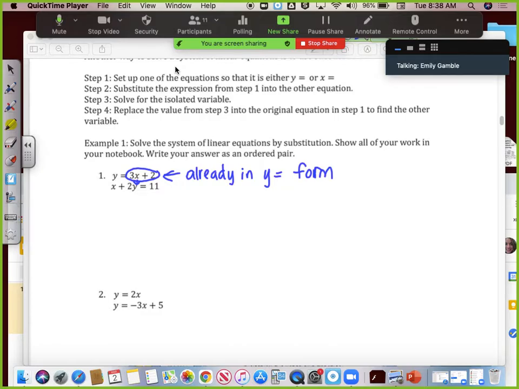So step 2 says, substitute the expression from step 1 in the other equation. So the equation is x plus 2y equals 11. Please write this down with me. But because y is equal to 3x plus 2, I'm taking 3x plus 2 and I'm going to replace it in for that y right there. So instead of x plus 2 times y, it's going to say x plus 2 times (3x plus 2) equals 11. Now take a second to write that down and look at what I just did.